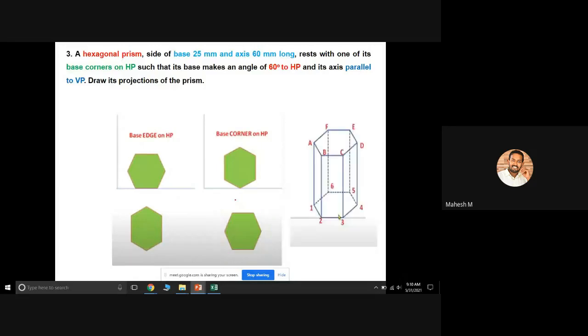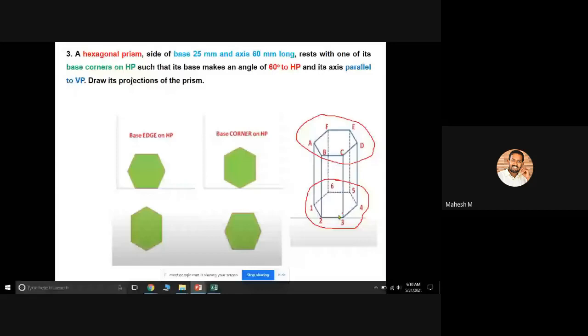Okay. So this is our three-dimensional hexagonal prism. The bottom shape is a hexagon and the top shape is a hexagon because it is a prism. It is not a pyramid. If it is a pyramid, you can see a hexagon only in the bottom face. Since it is a prism, you can see this hexagonal shape in the top surface and also in the bottom surface. So you have two hexagonal shapes.